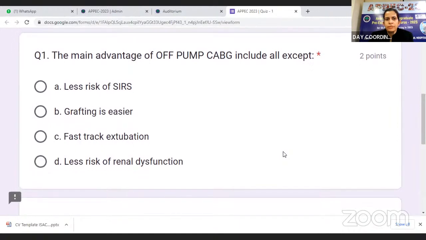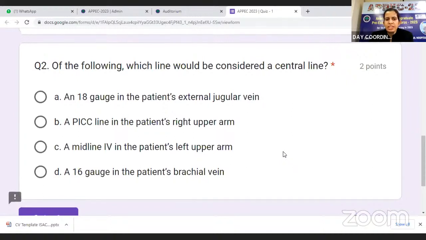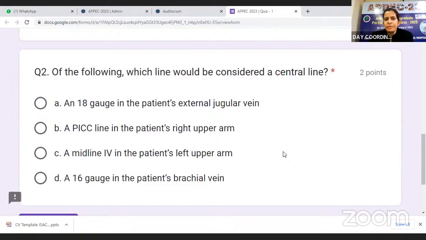The second question is, of the following, which line would be considered a central line? An 18 gauge in a patient's external jugular vein, a PICC line in a patient's right upper arm, a midline IV in the patient's left upper arm, and a 16 gauge in the patient's left brachial vein.